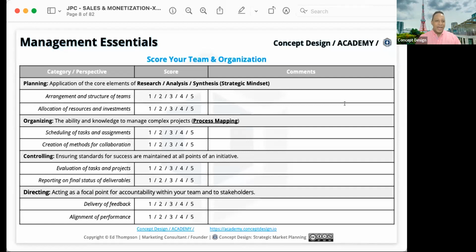And also organizing. And organizing is very much related to the topic which I just talked about for process mapping, and how tasks are scheduled and assigned, how you are creating different methods for collaboration, etc. And then controlling and directing the evaluation of these tasks and projects, and then the delivery of feedback, the alignment of performance. And so if I probably asked you all, how are you doing so far? How is your team doing so far? There might be a few 5s. There'll probably be a lot of 3s. Maybe depending on what's going on, there might even be some 1s. Some of you would be very prolific in the comment section, because that is just usually the nature of projects like this.